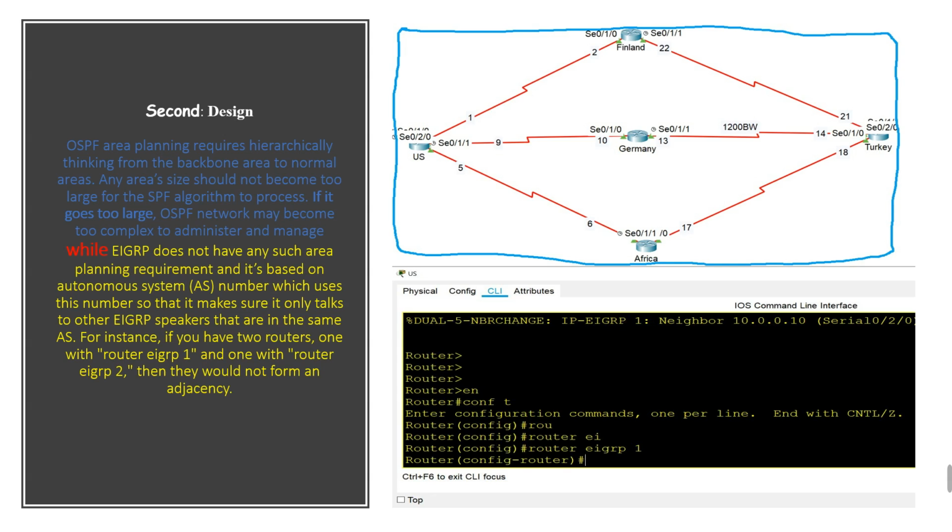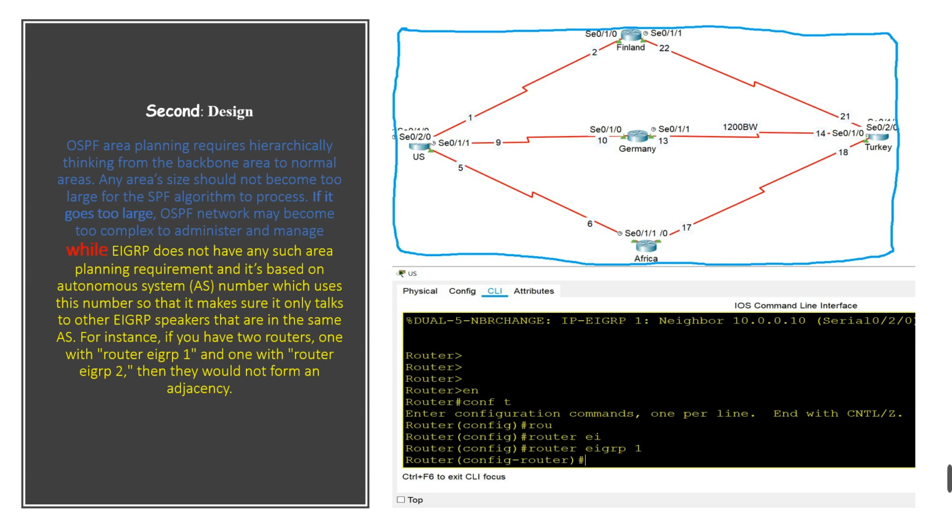But EIGRP doesn't have any area planning requirement. EIGRP uses an autonomous system number, which we call the AS number. In fact, this AS number is something like an area number in OSPF, and the AS number determines the way that two routers are going to talk to each other.